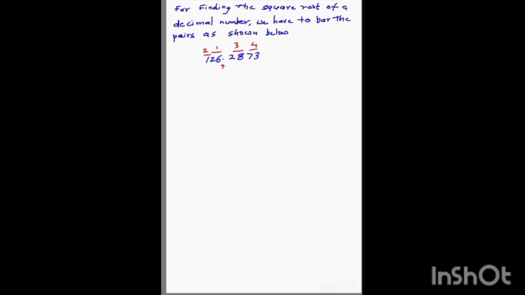And then you can solve. I am repeating the same thing: away from the decimal point, I have given the direction, left-hand side and right-hand side, to understand it very properly. Now we will move to find the actual square root of a decimal number.